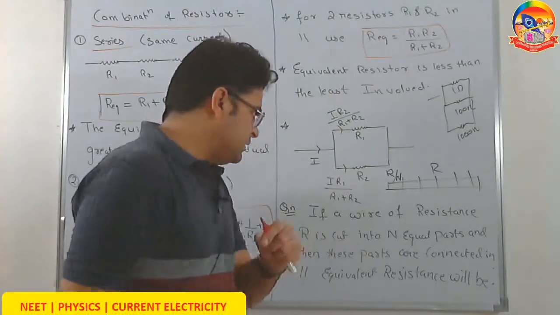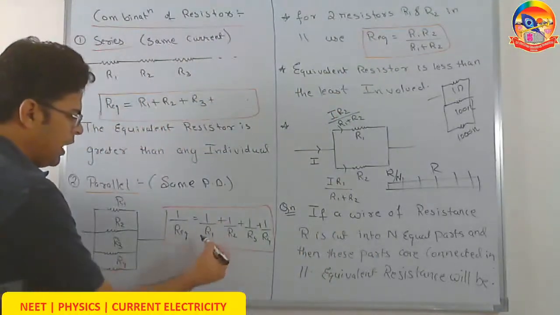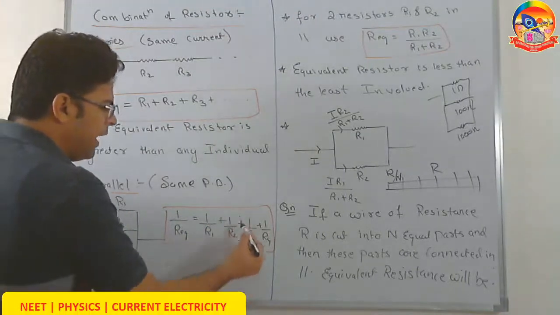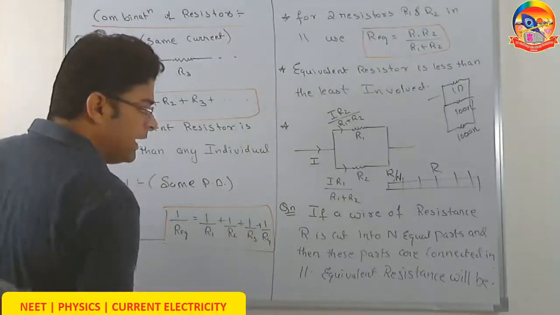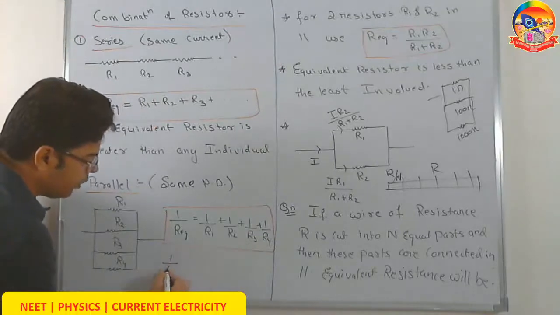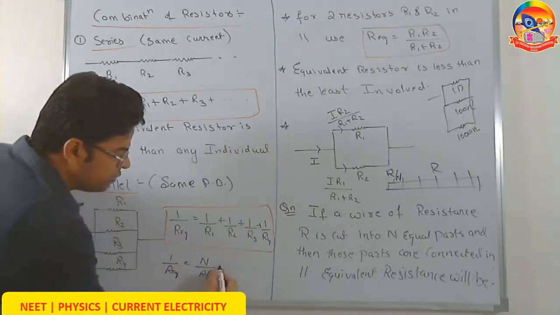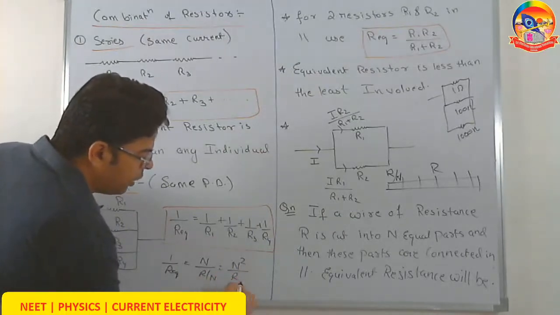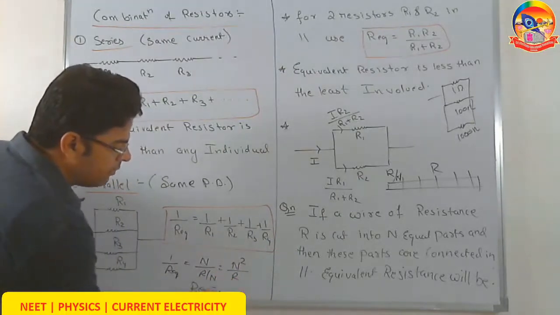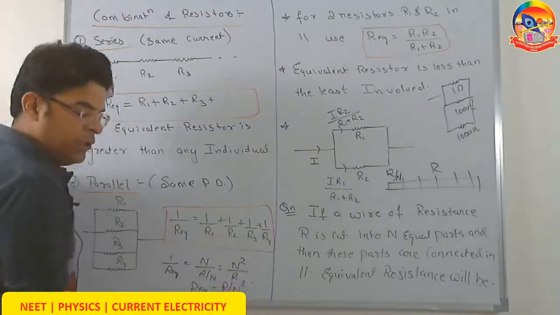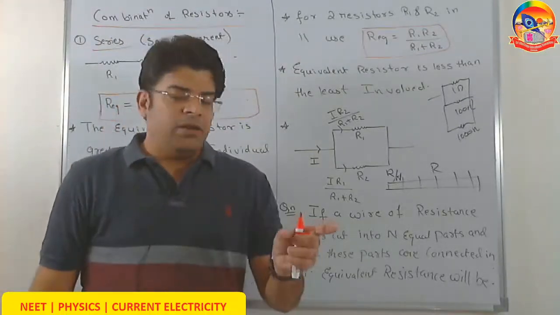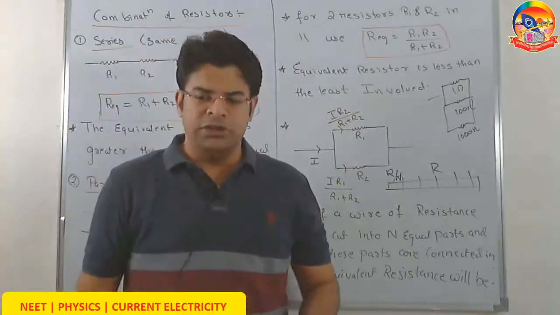The equivalent resistance will be 1 upon R by n plus 1 upon R by n plus 1 upon R by n. How many times? n times. So 1 upon R equivalent comes out to be n upon R by n. That comes out to be n square upon R. So R equivalent is nothing but R by n square.